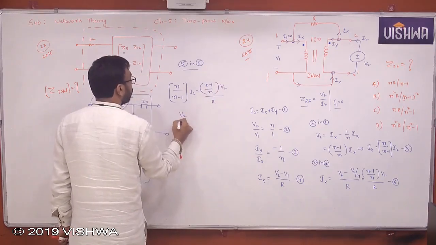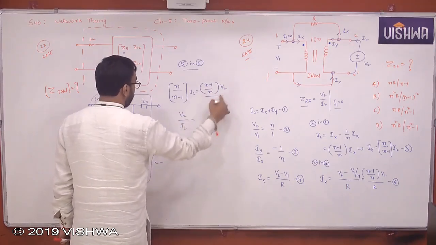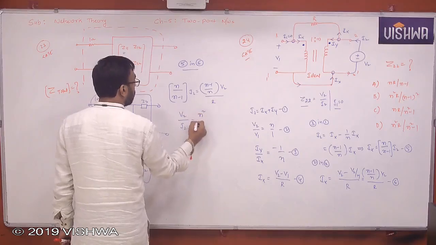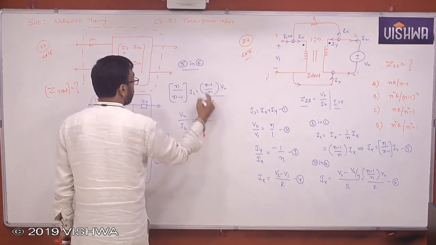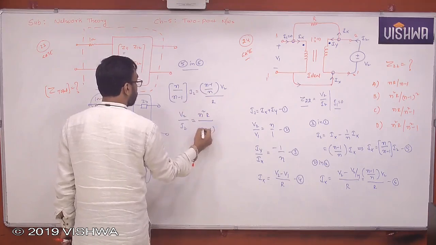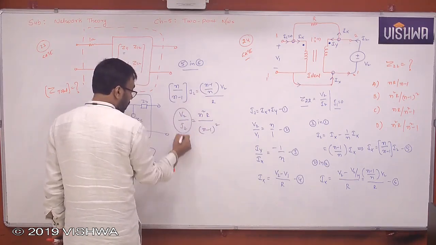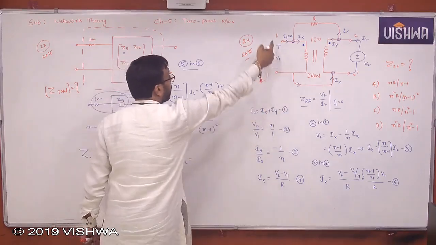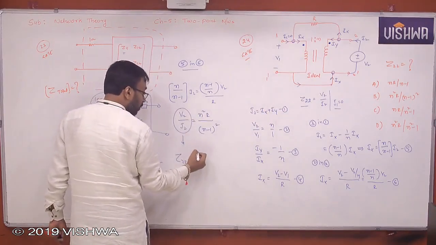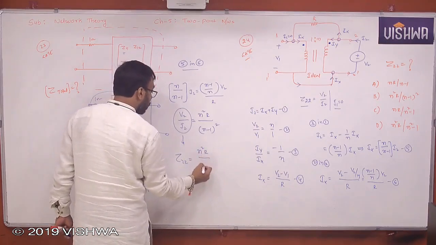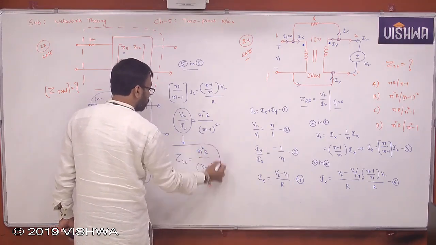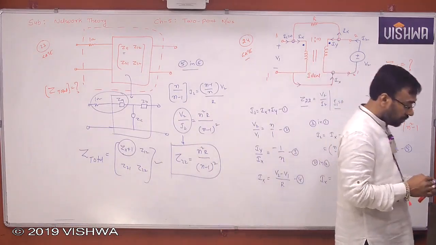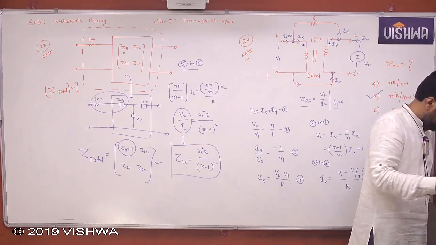So you get V2 by I2 is n square into R by n minus 1 whole square. So this value is nothing but what? Z22, because you already applied the condition I1 is 0. So Z22 is nothing but n square R by n minus 1 whole square. Second option is correct. It's a very interesting problem.